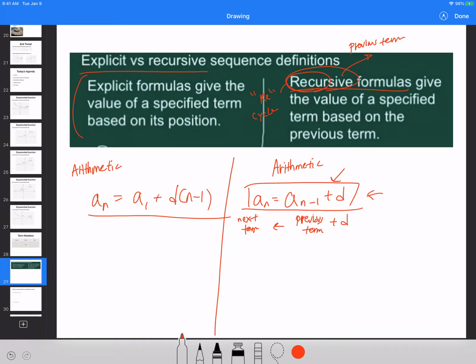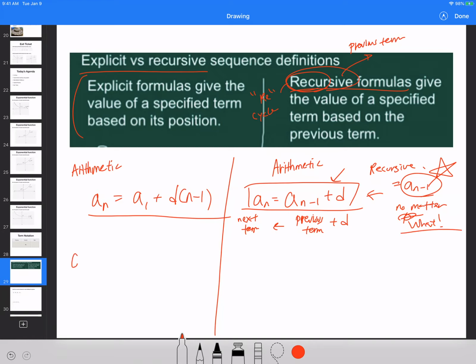So generally speaking, there's really not that much of a big difference between these two. However, if they're specifically asking you for the recursive, you need to understand that it needs to incorporate the a sub n minus 1 no matter what. Okay, it's got to use that no matter what.